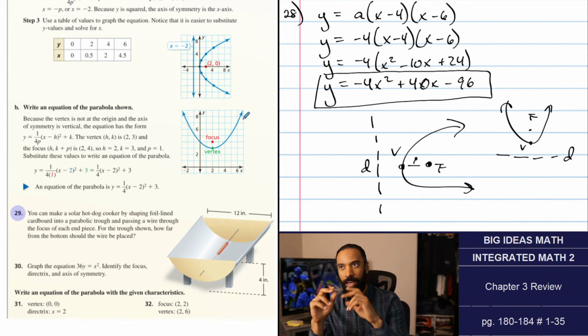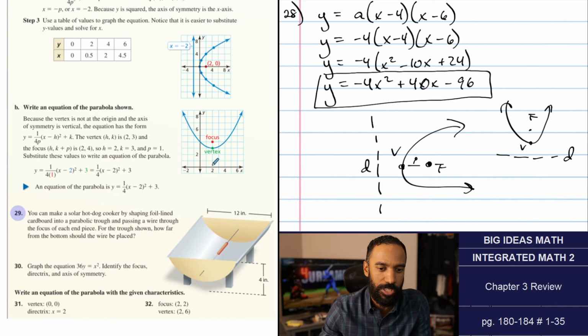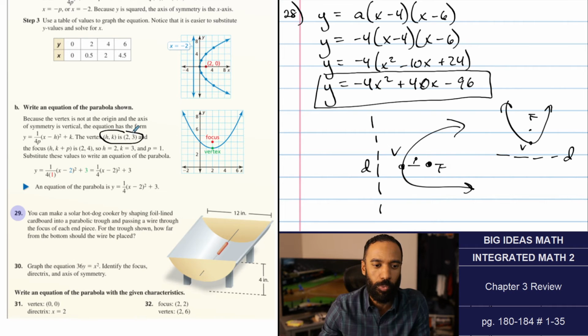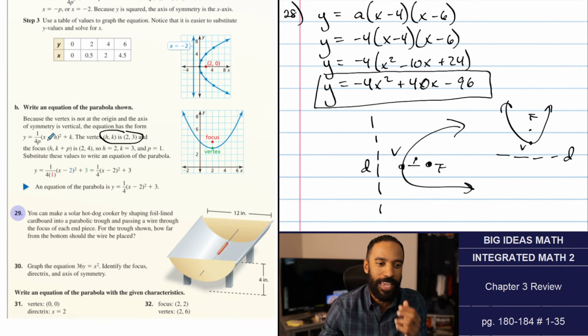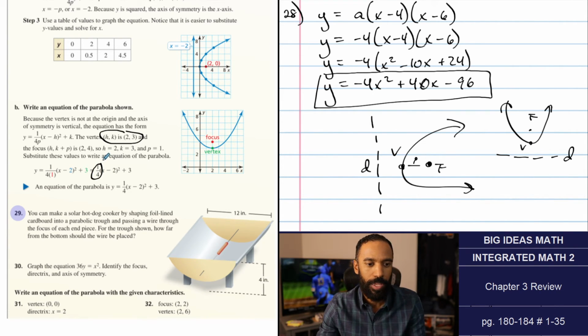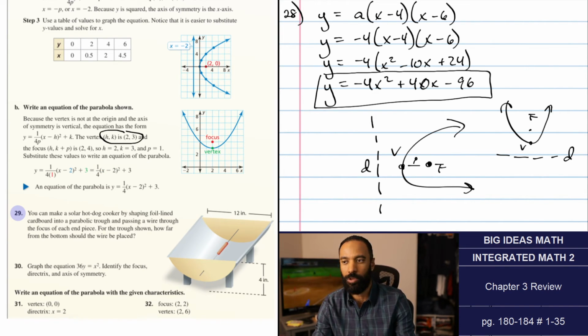We can use that P value to come up with an A, because A is 1 over 4P. Then we can use the HK that we have for the vertex, which is at (2, 3). That's HK. And establish that it's a y equals x squared equation because it's an upward facing parabola. So if the A value is going to be 1/4 when you use 1 over 4P, we can say y equals 1/4 times (x minus 2) quantity squared plus 3. Remember, it is a y equals equation.